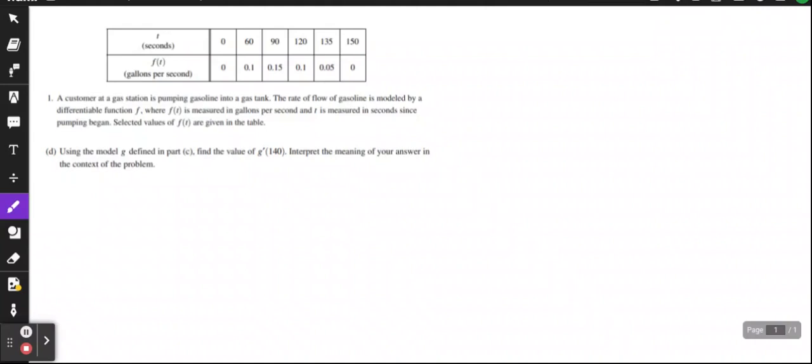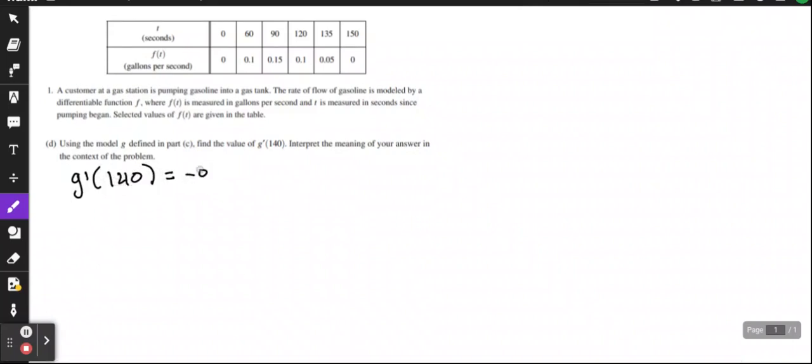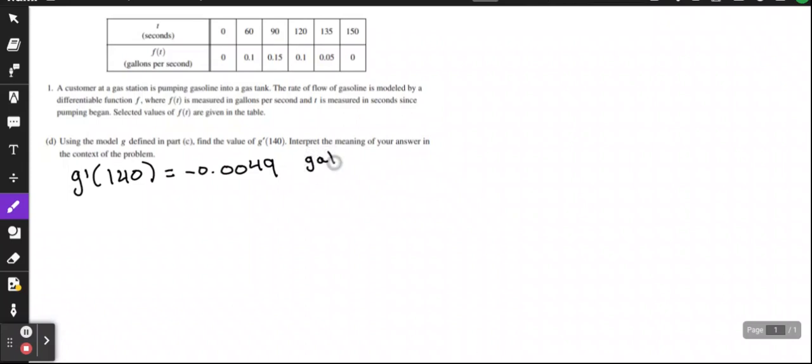So lastly, part D is asking to use the model g defined in part C to find the value of g prime of 140. Interpret the meaning of the answer in the context of the problem. So once again, this is calculator active. If we previously have g of t saved in our graphing calculator, all we have to do is take g prime of 140, and our calculator should give us negative 0.0049. And because this is a rate of our rate, the unit is going to be gallons per second per second, or you can write it as gallons per second squared.